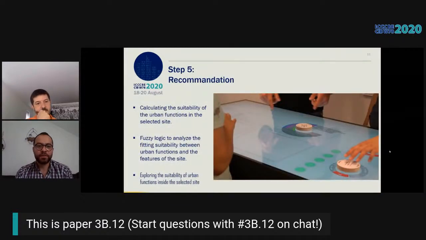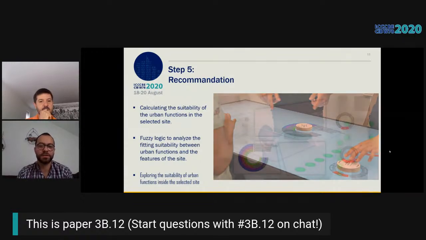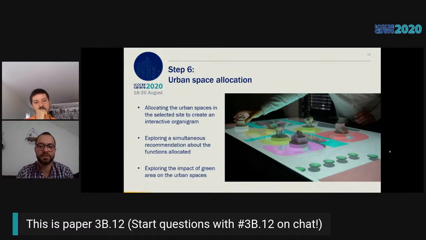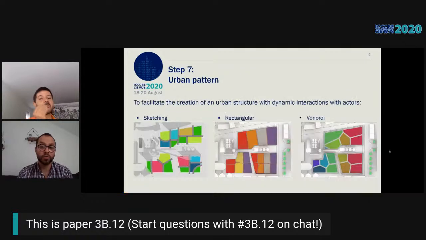In the next step of the design process, we invite them to explore the design or the site and to see the suitable functions on the site by having a recommendation system based on fuzzy logic to analyze the fitting suitability between the urban requirements and the site. In the next step, we invite them to allocate and make the first organigram of the design of the urban space, and to explore different recommendations about the function allocated using a tangible table and physical objects.